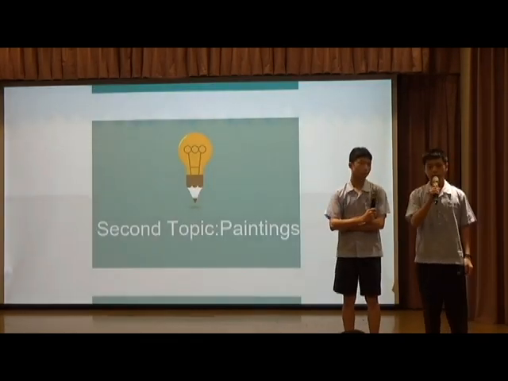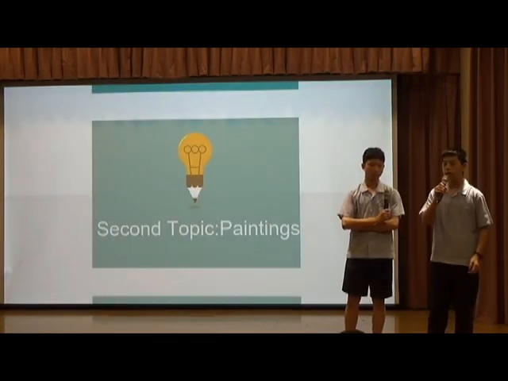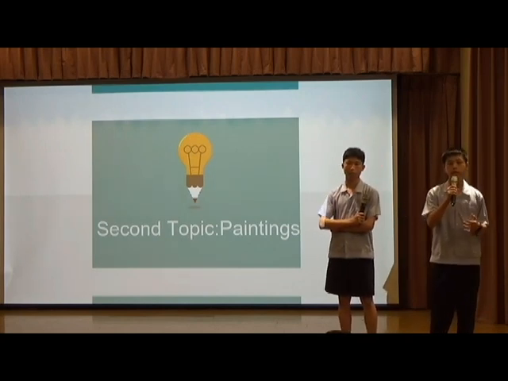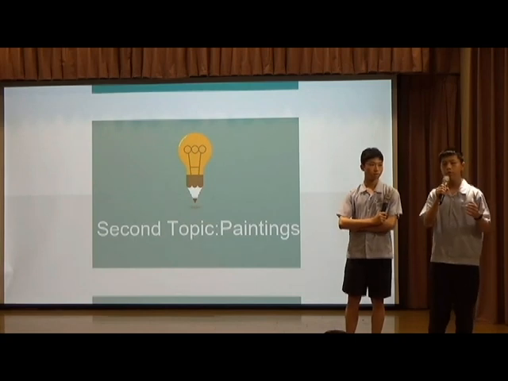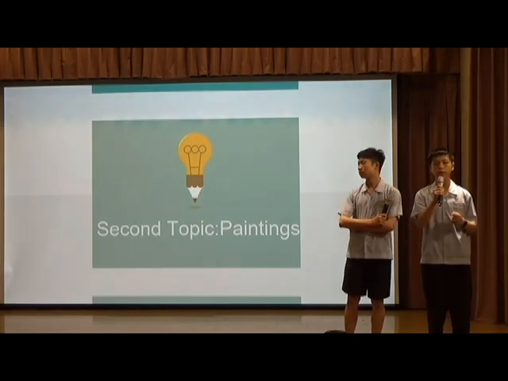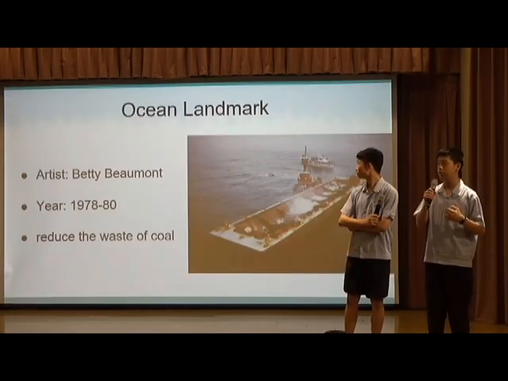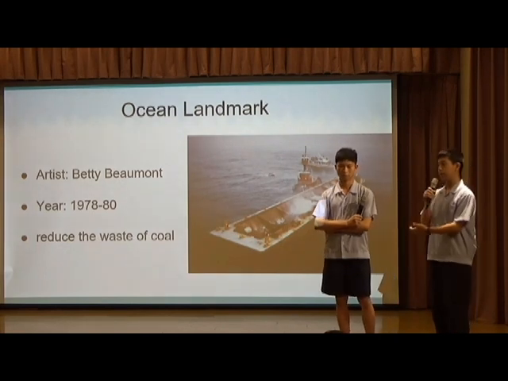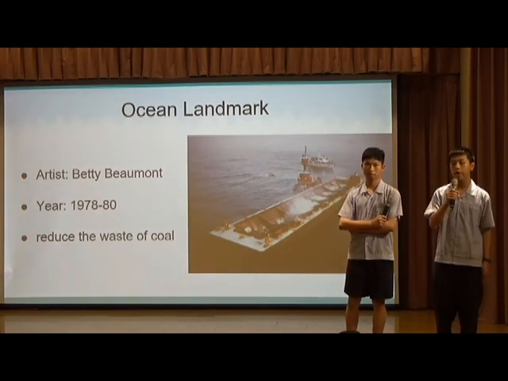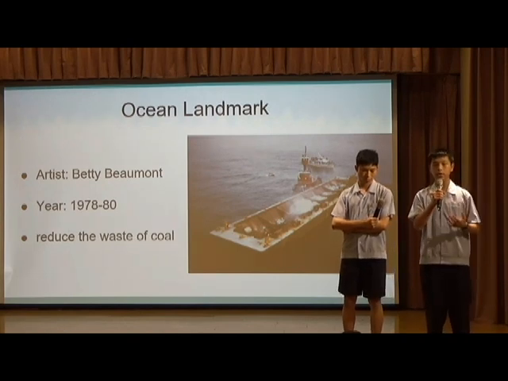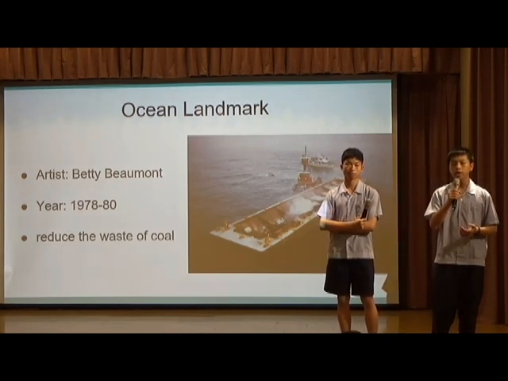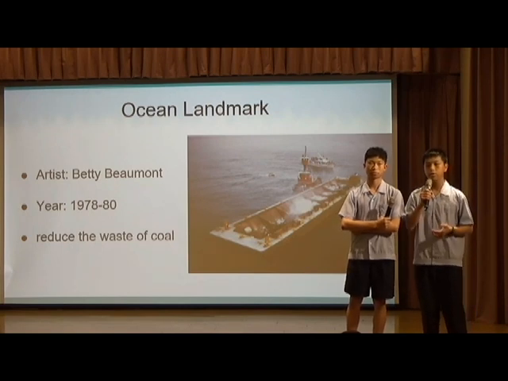Like what Ryan and Jeremy have just mentioned, there are a lot of categories of arts, and two of them are paintings and music. So I'm going to talk about two famous paintings that are related to environmental issues. The first one is this picture called Ocean Landmark by an artist named Betty Mose. She is an artist who is concerned about environmental issues a lot, especially the consumption of coal.